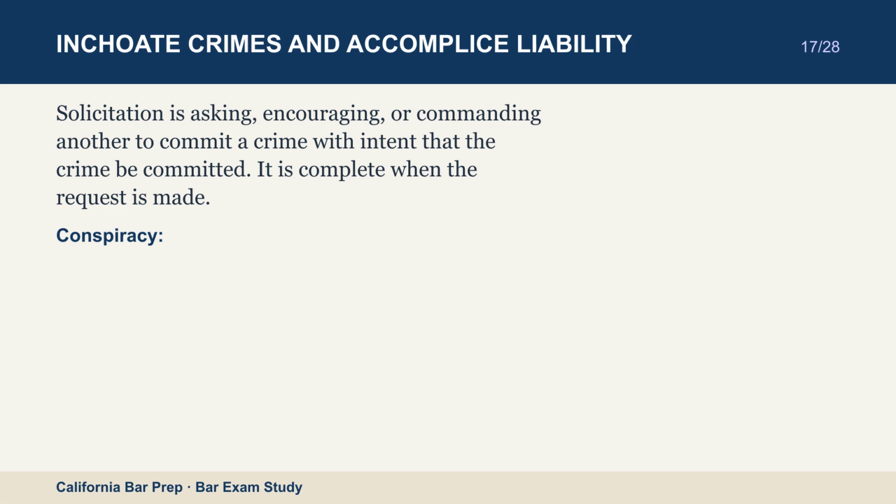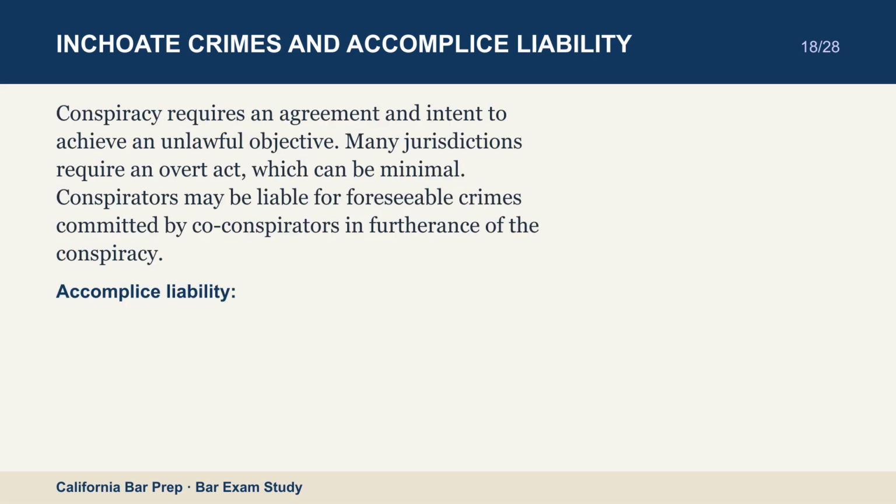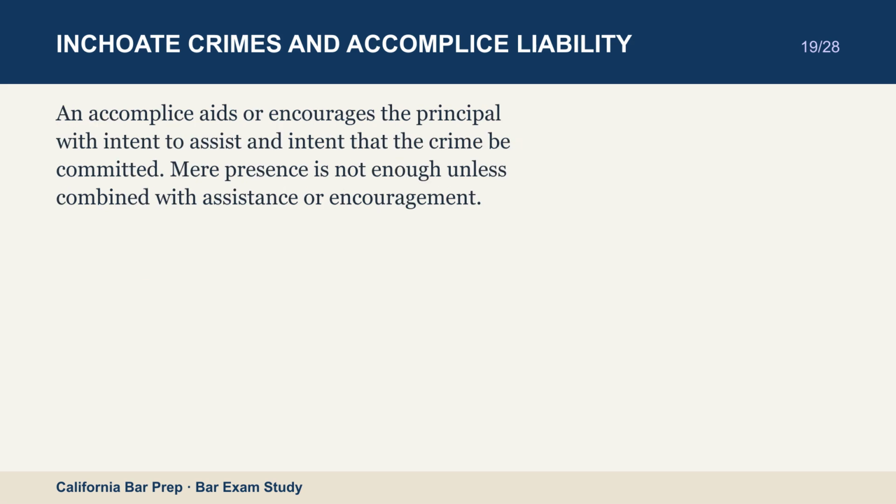Conspiracy. Conspiracy requires an agreement and intent to achieve an unlawful objective. Many jurisdictions require an overt act, which can be minimal. Conspirators may be liable for foreseeable crimes committed by co-conspirators in furtherance of the conspiracy. Accomplice liability. An accomplice aids or encourages the principal with intent to assist and intent that the crime be committed. Mere presence is not enough unless combined with assistance or encouragement.